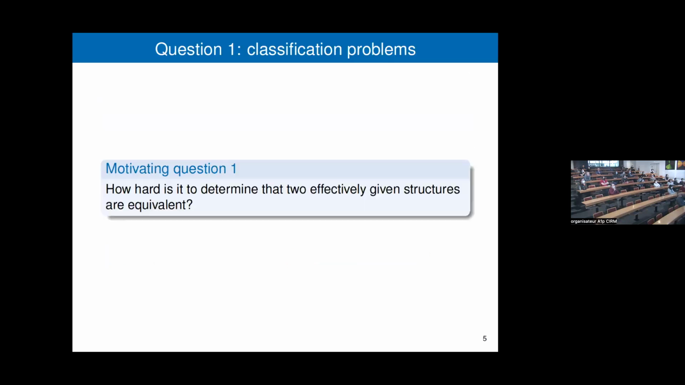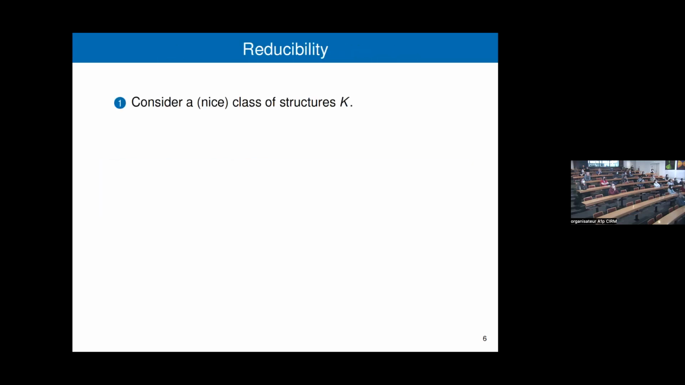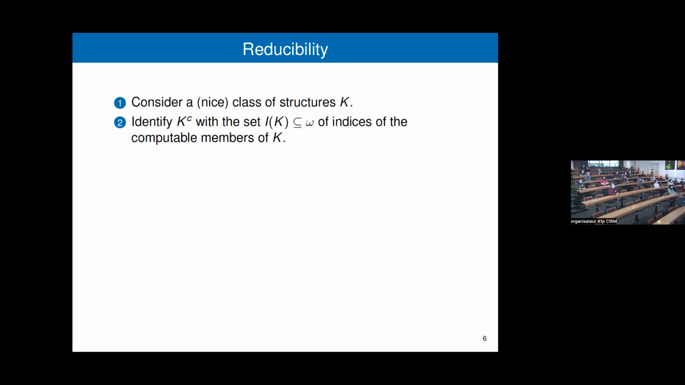The first question is about the complexity of being able to determine if two structures are bi-embeddable or somehow else equivalent. This is the question about classification. This is the setting. Suppose we have a class of countable structures, a nice class. I will explain in a moment what I mean by nice in this situation. And we assume that it is closed under isomorphism.